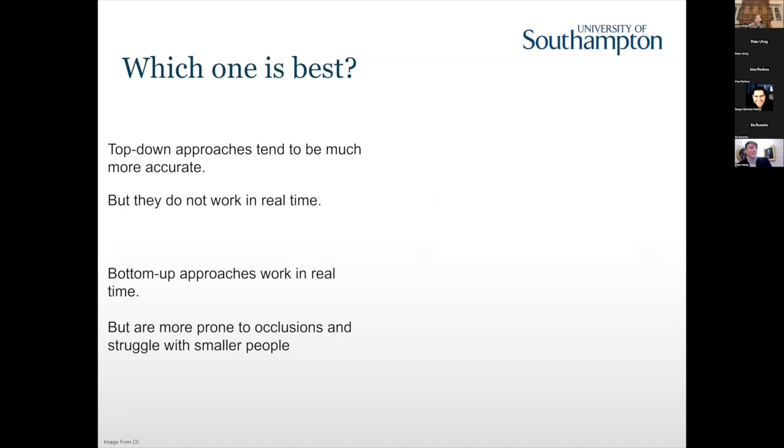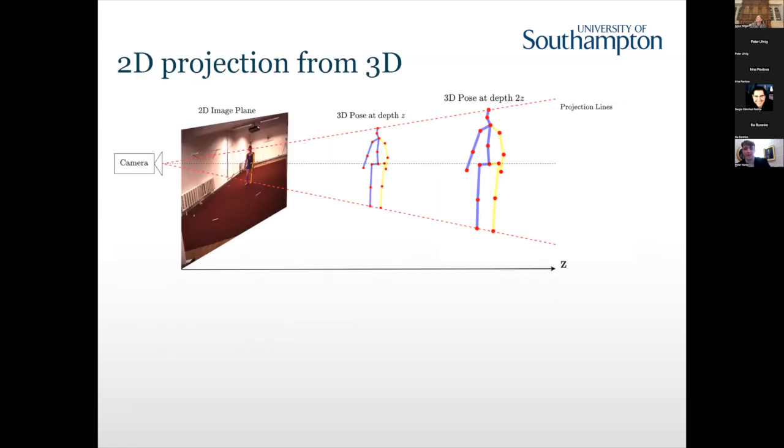So going back to it, which one's best? Top-down approaches tend to be much more accurate, but they don't work in real time. Bottom-up approaches work in real time, but they're more prone to occlusions and they struggle with small people. So now that we've talked about acquiring 2D poses, let's talk about how we can actually project 3D poses onto a 2D image.